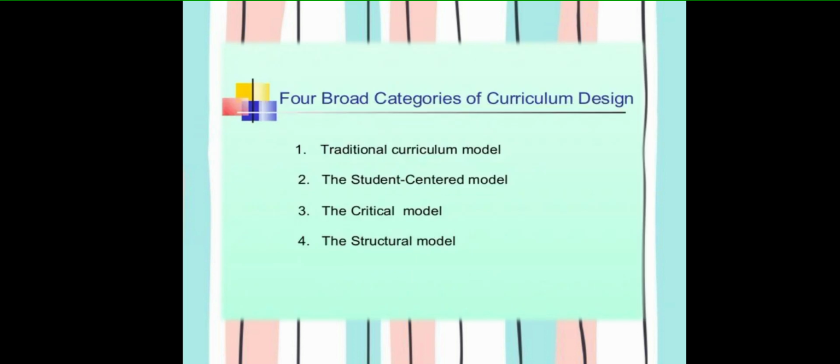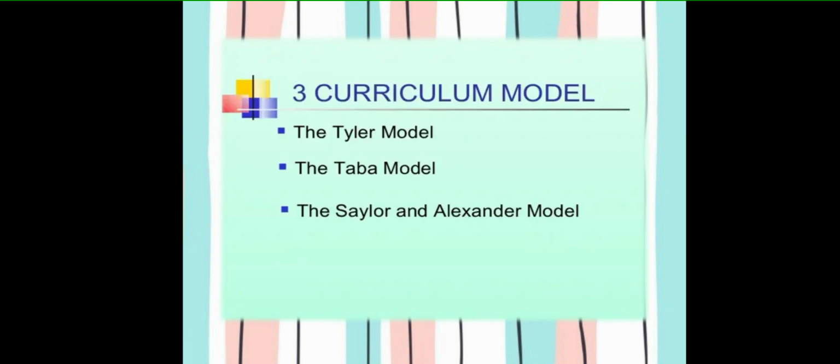According to structure, system, linear, or cyclic. So there are four broad categories of curriculum design. First, the traditional curriculum model. Second, the student-centered model. Third, the critical model. Fourth, the structural model. So there are three curriculum models: the Tyler model, the Taba model, and the Saylor and Alexander model.